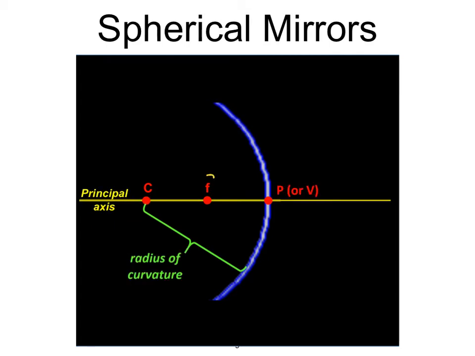The focal point is located exactly halfway between the center of curvature and the pole or vertex, so you can find the focal point with the equation F equals R over 2.